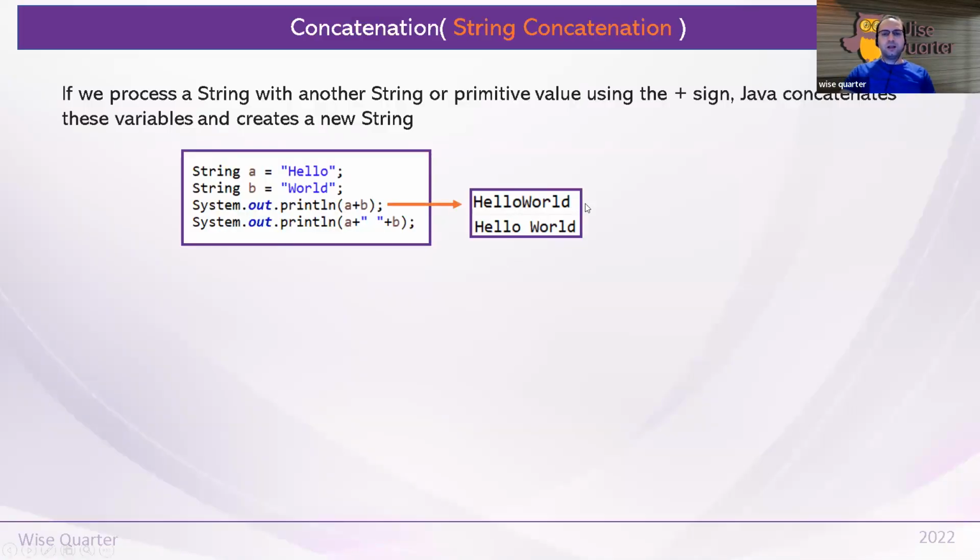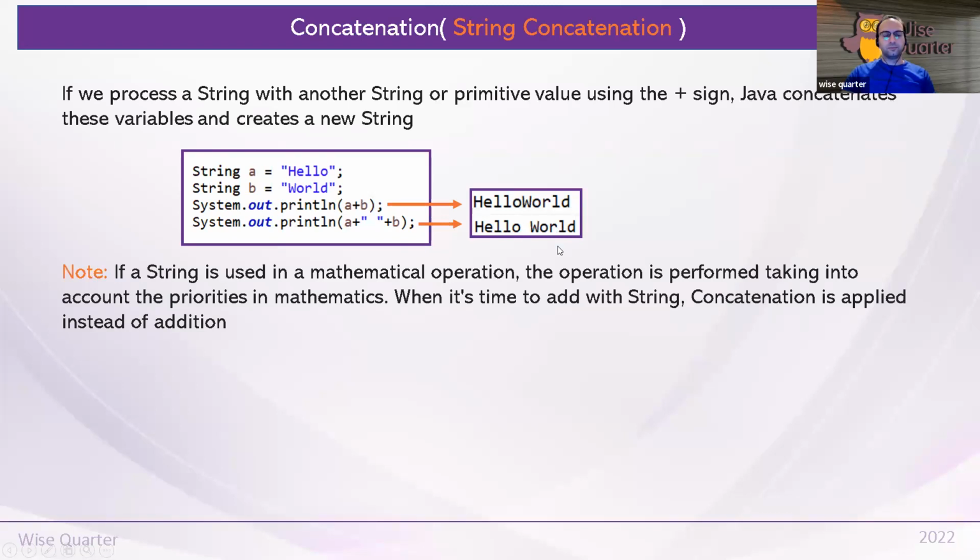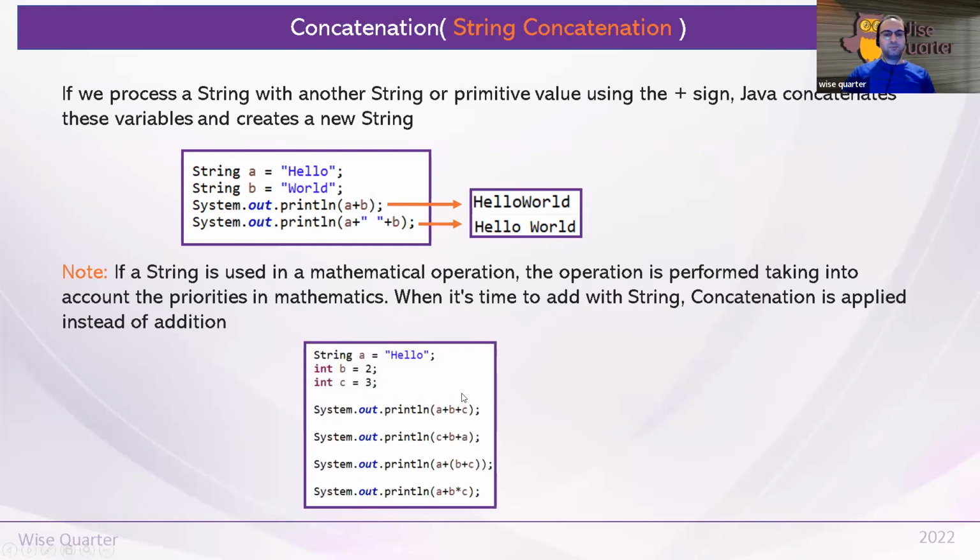A plus means hello world. With the space character, it will be printed like this. There will be a space between the two words. Yes, if you try to use string data in math calculations, it won't work. Java won't be able to understand what you are trying to do. Instead of adding them, it will print them.